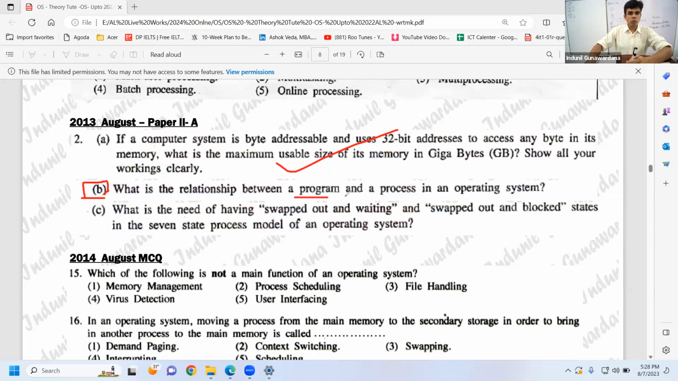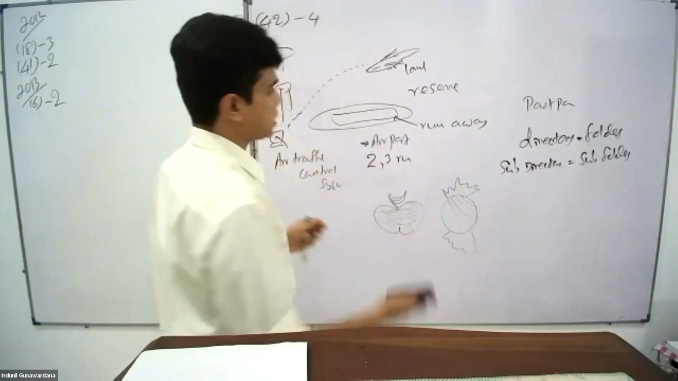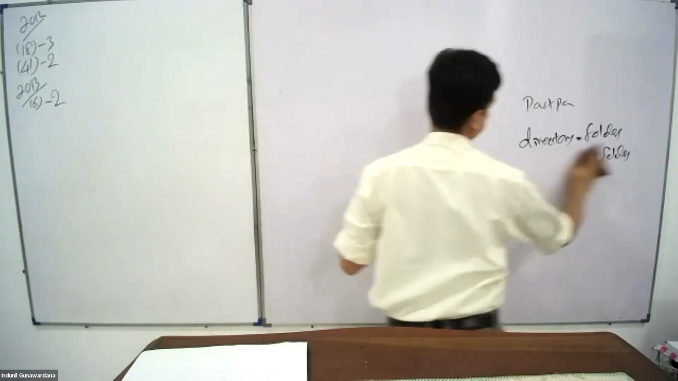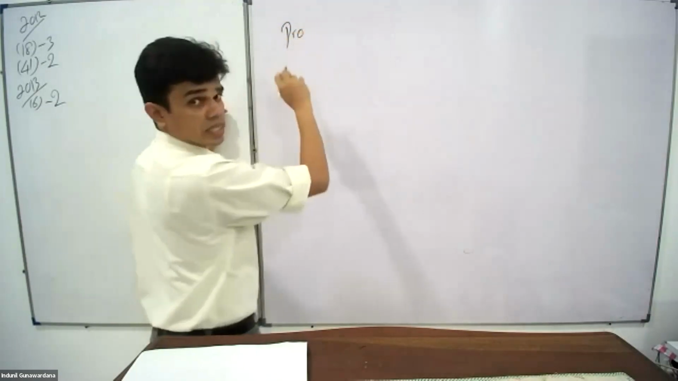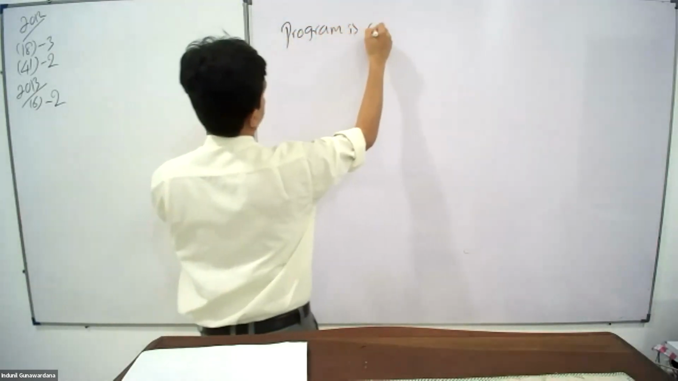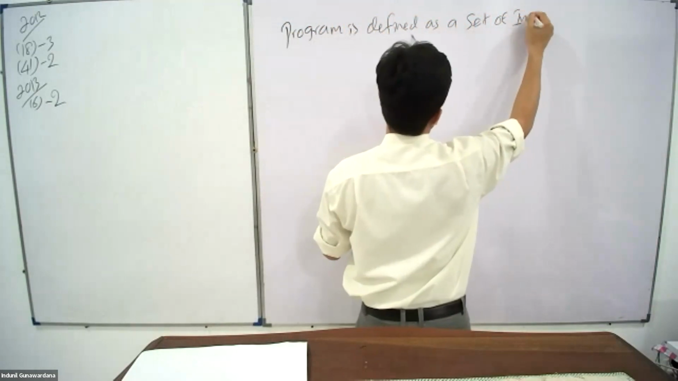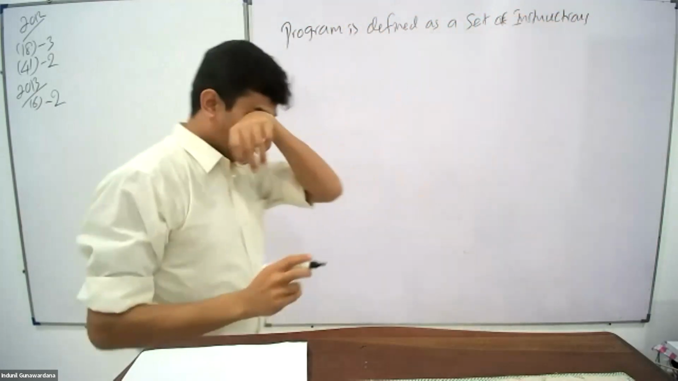What is the relationship between a program and a process in an operating system? So simply you need to explain the association, the relationship, the connection between program and process. What is that? Direct theory. Program and process. What is it? Program is defined as a set of instructions. Right, that's a program. Then what is called a process?